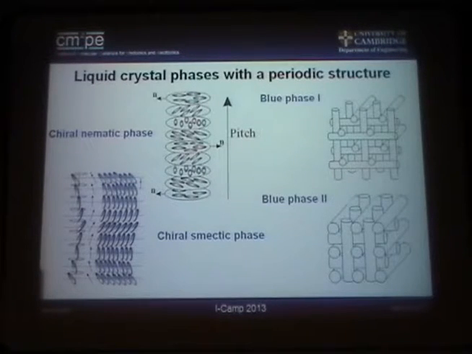Which liquid crystal phases are actually applicable for photonic band edge lasers? They are the ones that have periodic structures: the chiral nematic, which Harry's already mentioned, the chiral smectic C phase, and then the two blue phases, blue phase 1 and blue phase 2, which both have cubic symmetry, are also able to support lasing. These two structures give you one-dimensional photonic band gaps. These two, however, because of the three-dimensional periodicity, give you three-dimensional photonic band gaps.